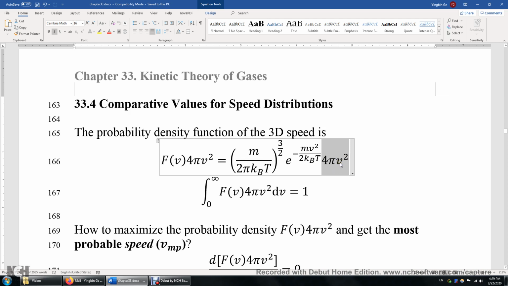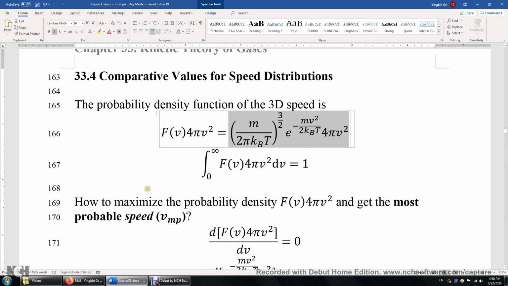And again, vx, vy, vz are the three components of v. We can verify that this is the correct function by integrating this with respect to v from 0 to infinity. And this integral is 1. That makes sense. The gas particles have to move at a speed between 0 and infinity, 100%.